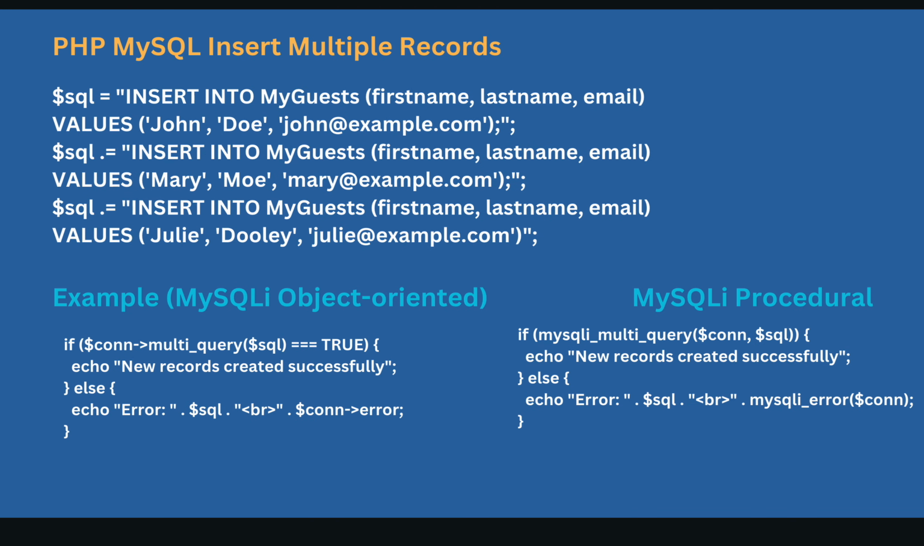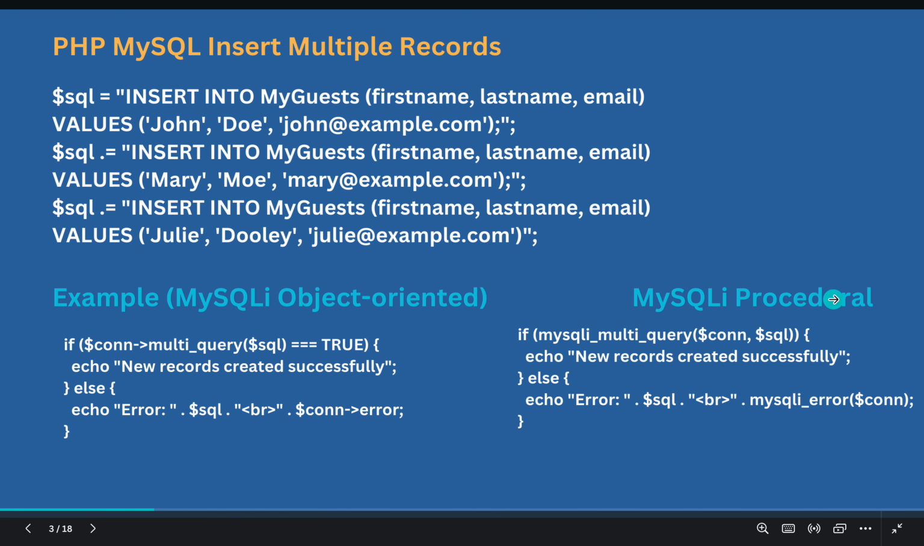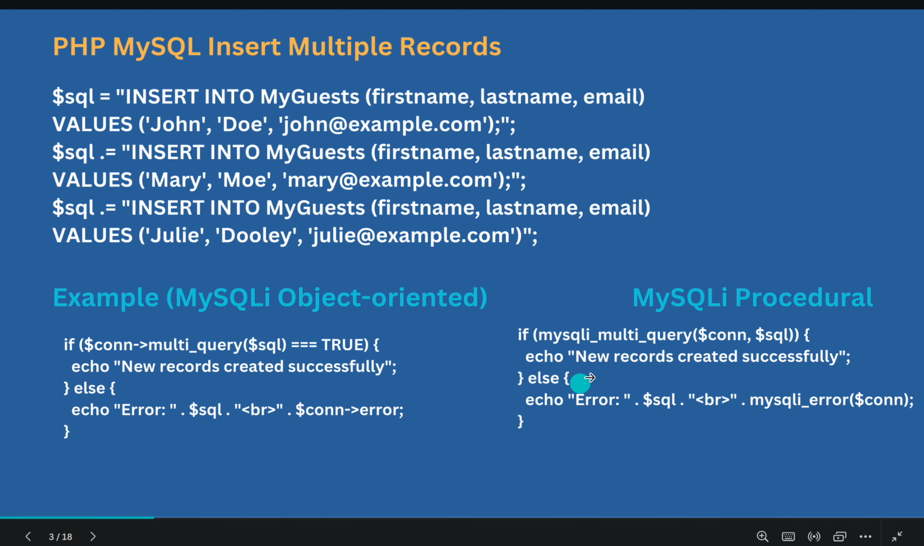Okay, great. If you're using procedural, instead of using this object, what you have to use? mysqli_multi_query. And here we have to pass the connection as well as the SQL.